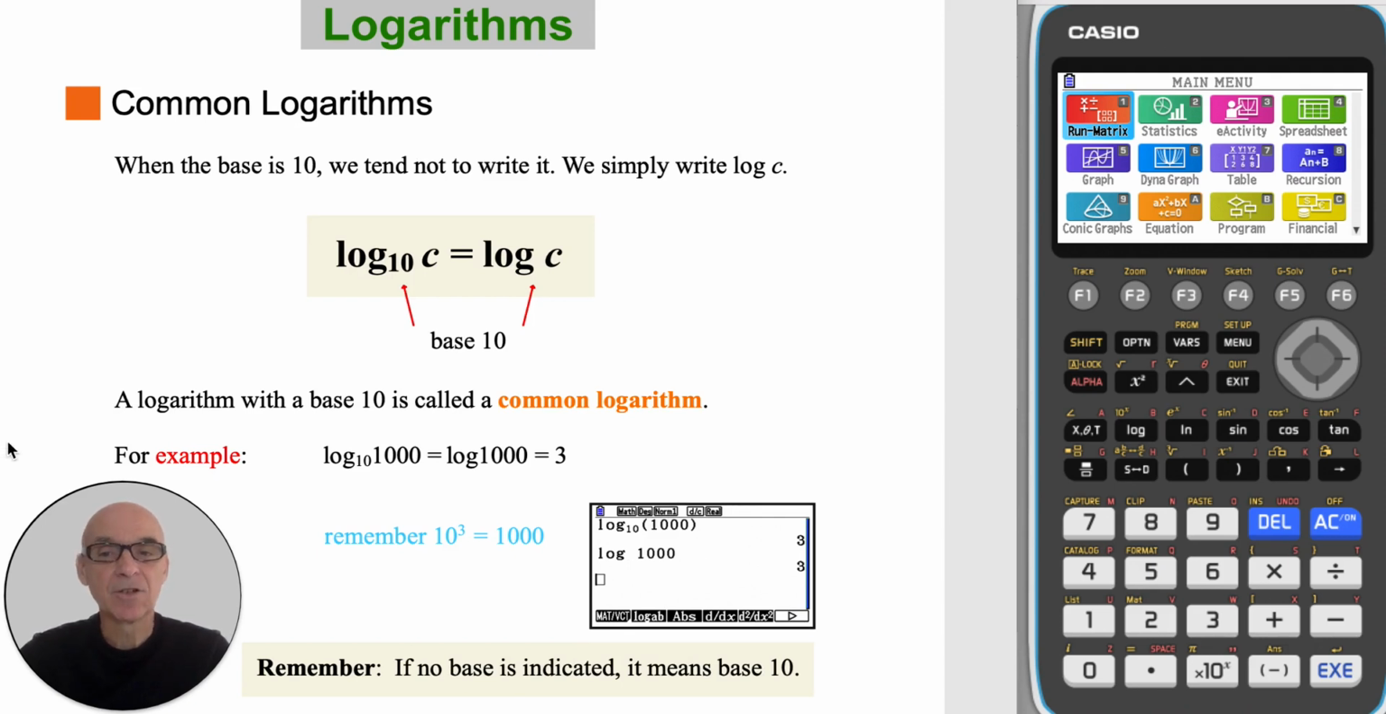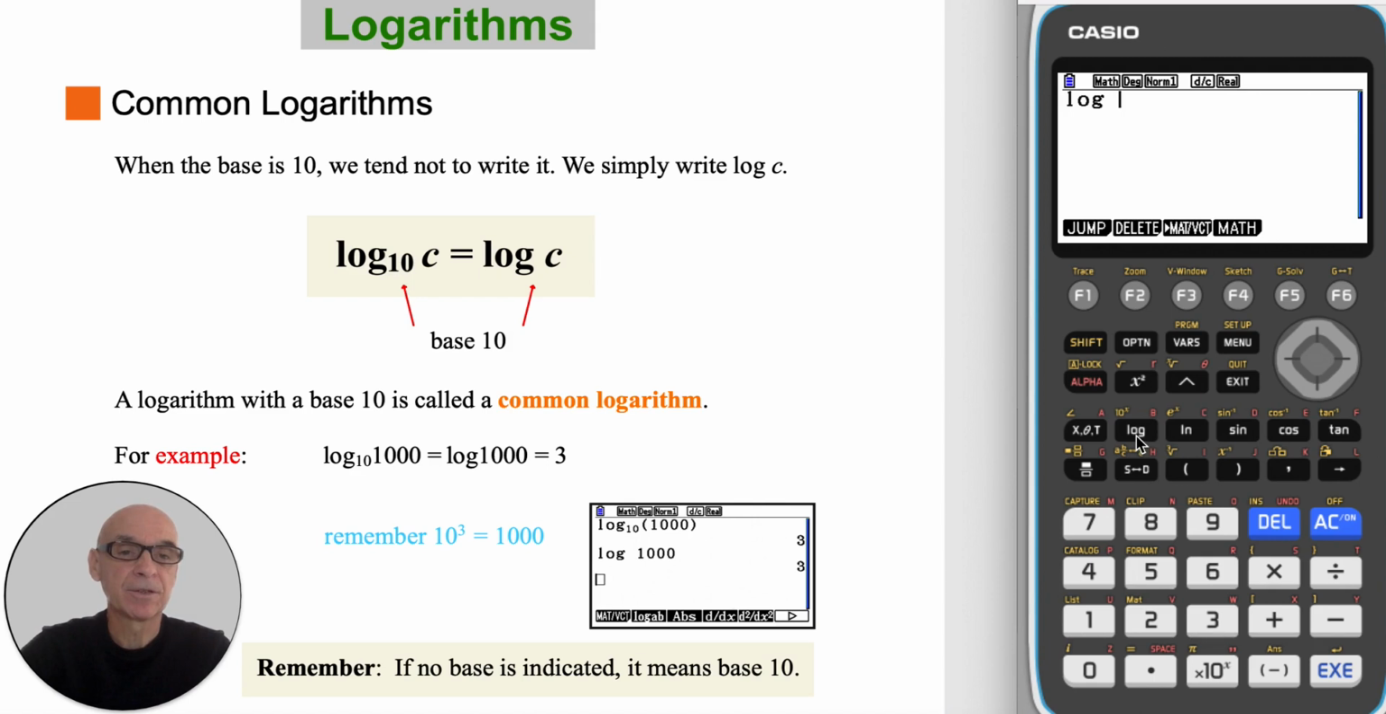When the base of the logarithm is 10, we tend not to write it. We simply write log c. A logarithm with a base 10 is referred to as a common logarithm. And there is a special button on the calculator for base 10 logarithms. To calculate, say, log of 1000, we simply press the log button and then press 1000, giving the value 3.